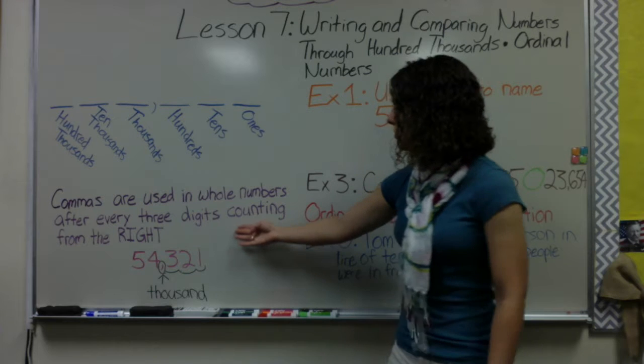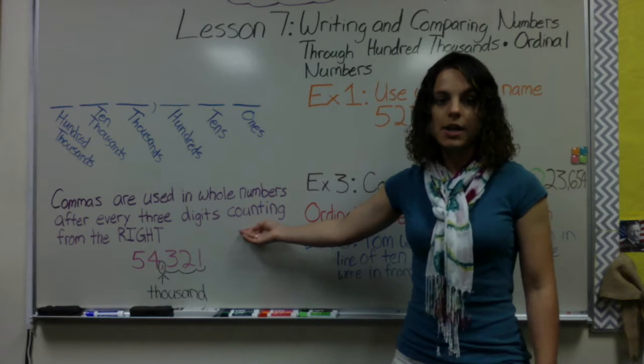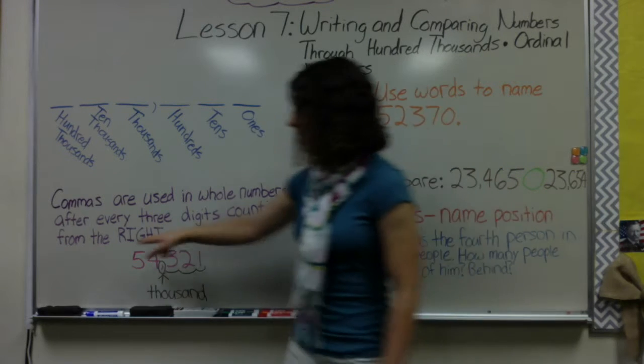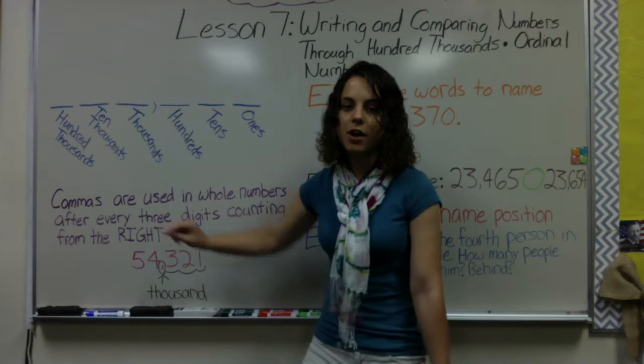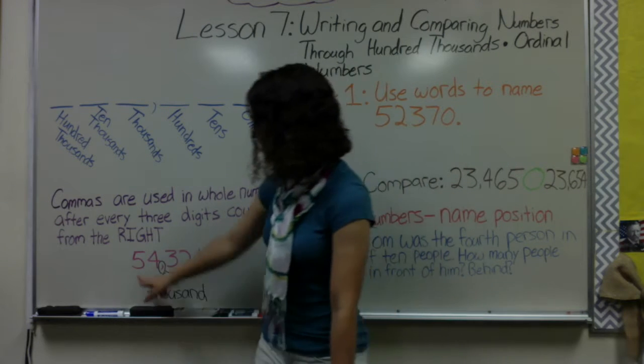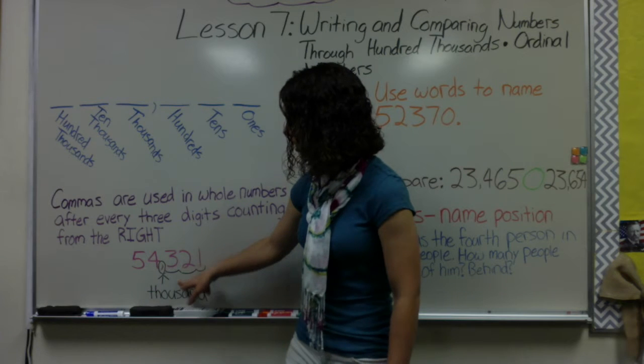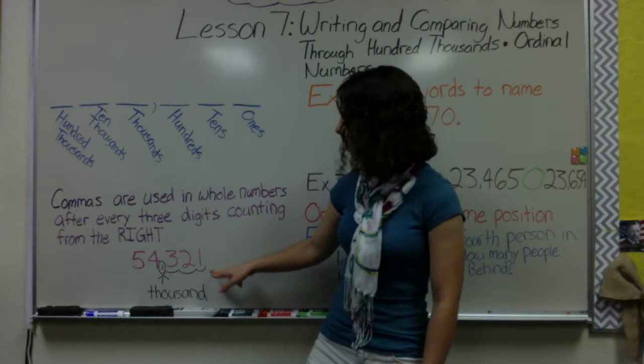So commas are used in whole numbers only after every 3 digits counting from the right. That's very important to know because a very common misconception is to count 3 digits, 1, 2, 3, and then put a comma. But you count from the right.